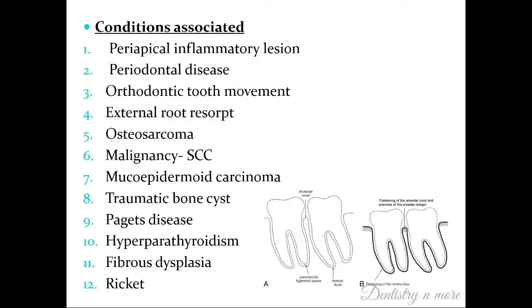Osteosarcoma, squamous cell carcinoma, mucoepidermoid carcinoma, traumatic bone cyst, Paget's disease, hyperparathyroidism, fibrous dysplasia, and rickets. In these conditions, you might see changes in the lamina dura. So we have to know all the conditions that are associated with changes in the lamina dura when this question is asked.